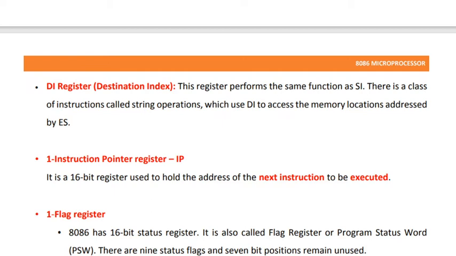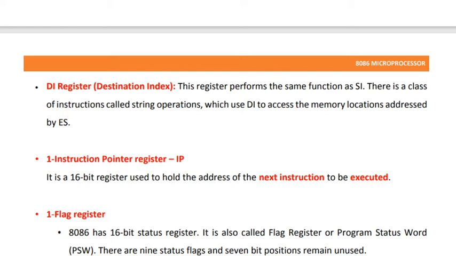Now let us try to understand the instruction pointer register. The instruction pointer is a 16-bit register used to hold the address of the next instruction that is to be executed by the microprocessor. As we have learned, IP is used in conjunction with the code segment register. We use IP to calculate the physical address, using the code segment register, of the instruction that is to be executed.